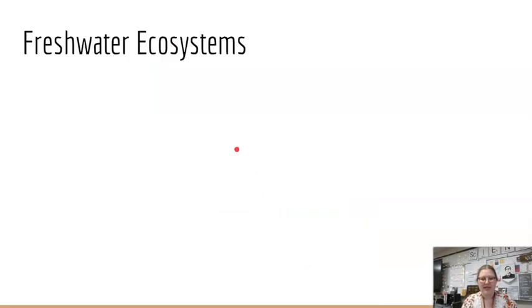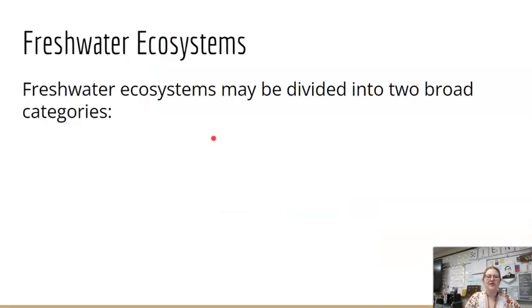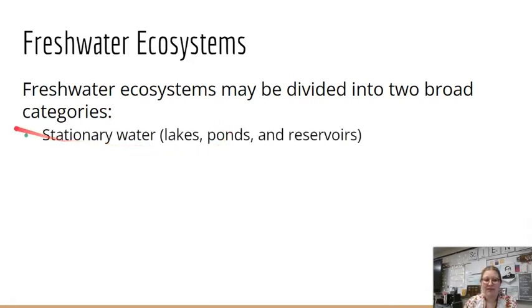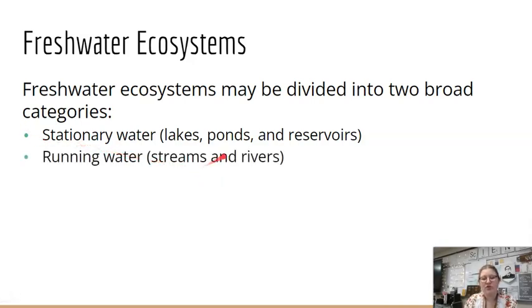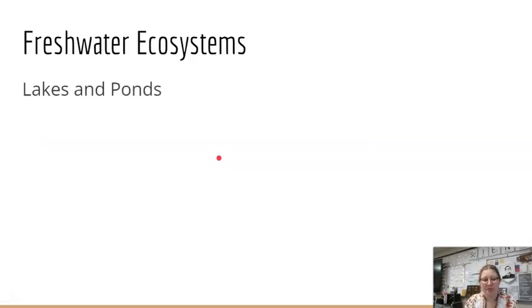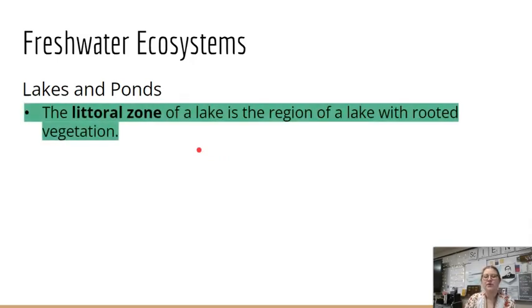So for freshwater ecosystems, they may be divided into two broad categories: stationary water, so water that's not really moving, and that's lakes, ponds, and reservoirs, or running water, which is going to be streams and rivers. So for lakes and ponds, we have different zones. Sometimes it's how far it is from shore, and sometimes it's within the depth. But you do have to know the different zones.